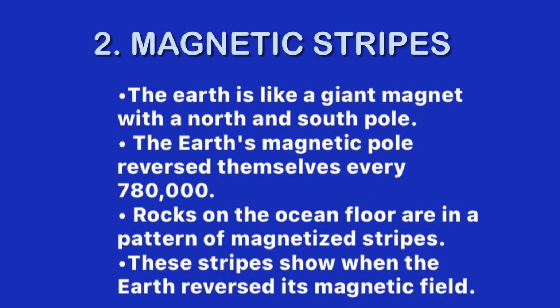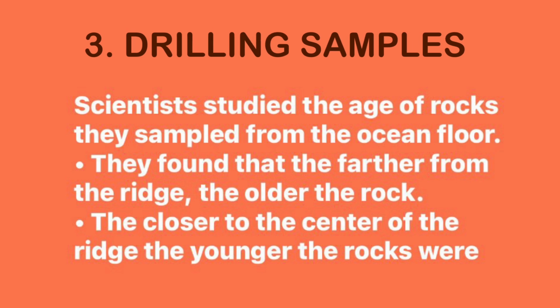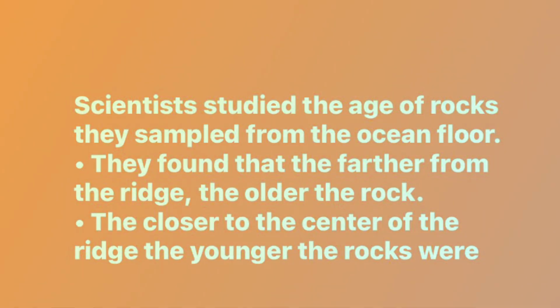The magnetic poles reverse themselves. The stripes are mirror images on each side of a mid-ocean ridge. The youngest rocks are found near the mid-ocean ridge. The oldest rocks are found far away from the mid-ocean ridge.